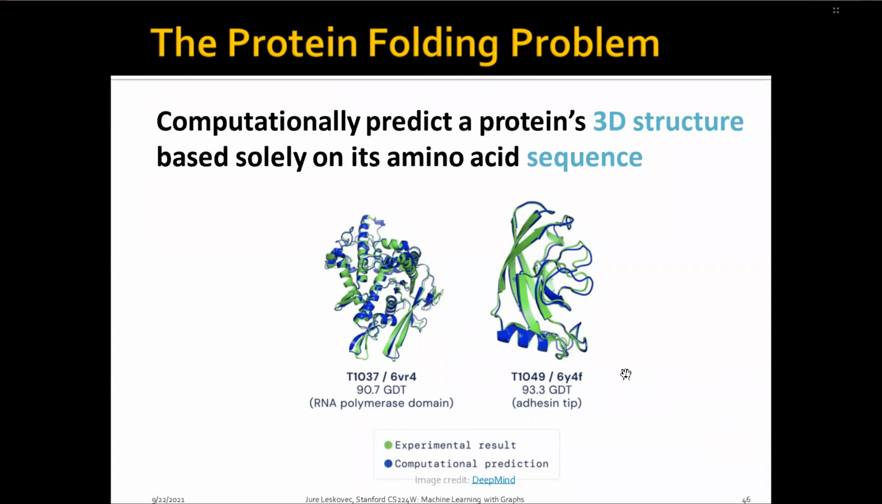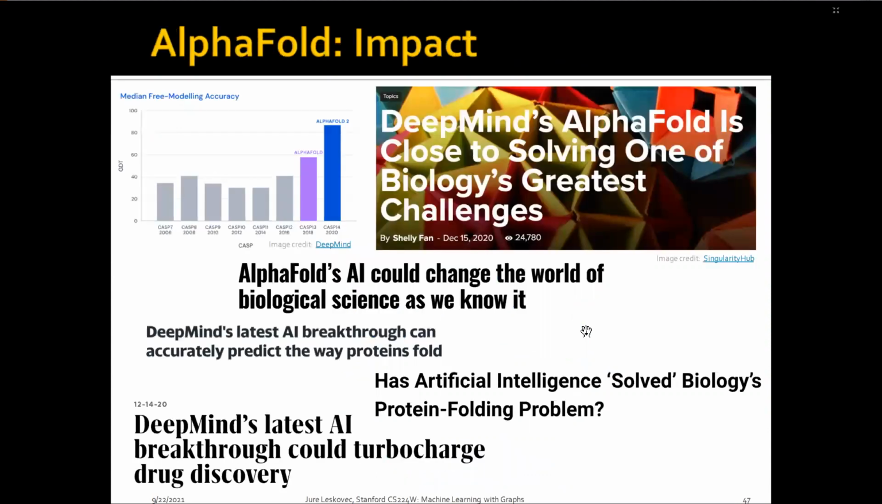So you may wonder, why is this node level? Well, since it's predicting the structures, I think they define the problem by predicting, say, the positions of the amino acids in 3D space, right? So basically you are predicting the coordinates of the nodes in 3D space. So that's why it's a node level based model.